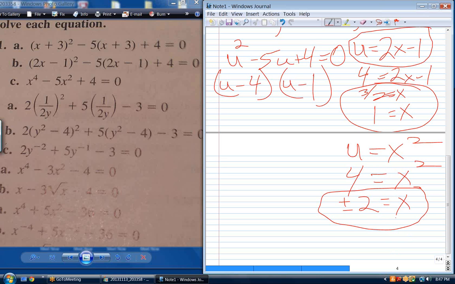Yeah. And then the next one is 1 equals x squared. Take the square root of both sides, and x equals plus or minus 1. So we have 4 solutions to this, right? Yeah. We should have 4 solutions.